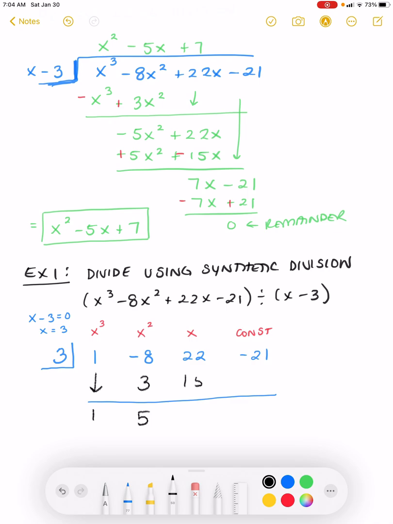Oh, I'm sorry, what did I miss? Negative 8 plus 3 is negative 5. There we go. And then negative 5 times 3 is going to make negative 15. And 22 plus negative 15 is going to make 7.